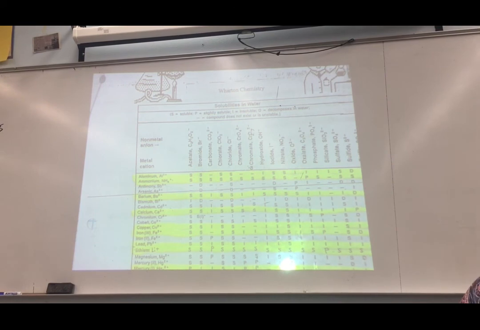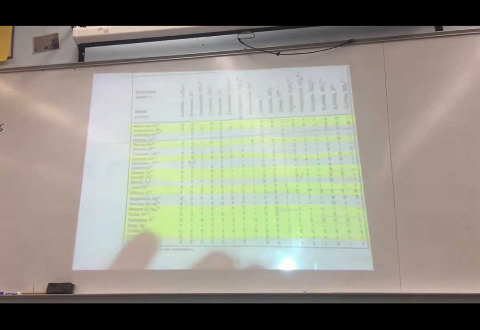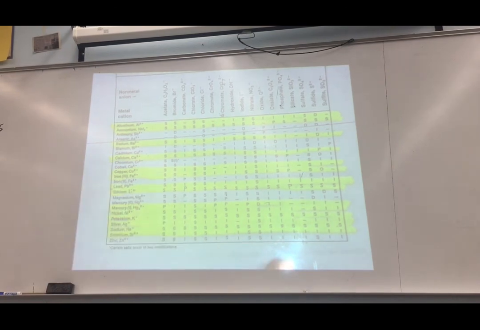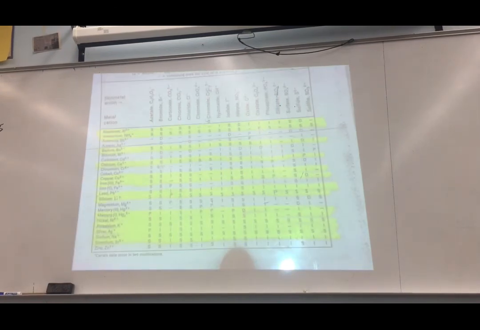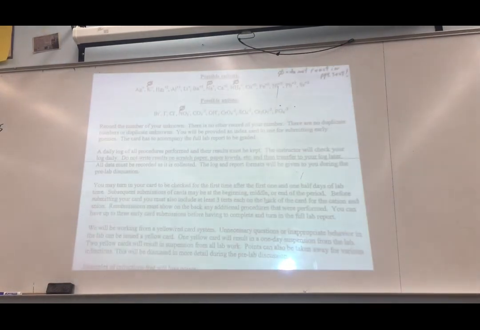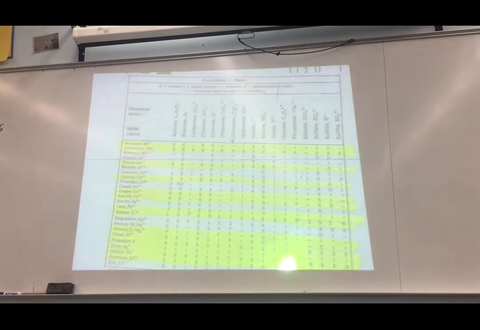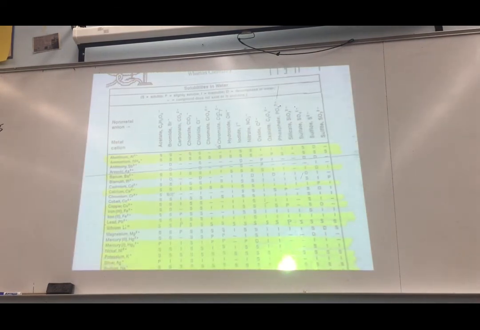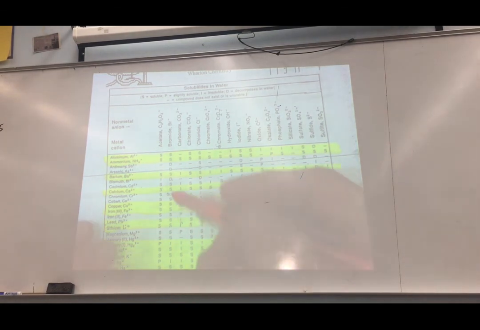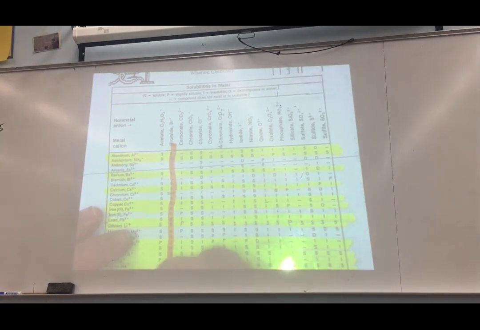Now, here's the trick. Your unknown is going to be one of those. Your cation is going to be one of those. Now we have to go through and figure out which anions are possible. The anions possible are bromine, iodine, and chlorine, and so forth. Those 10. So I'm going to take a different color highlighter and highlight those.